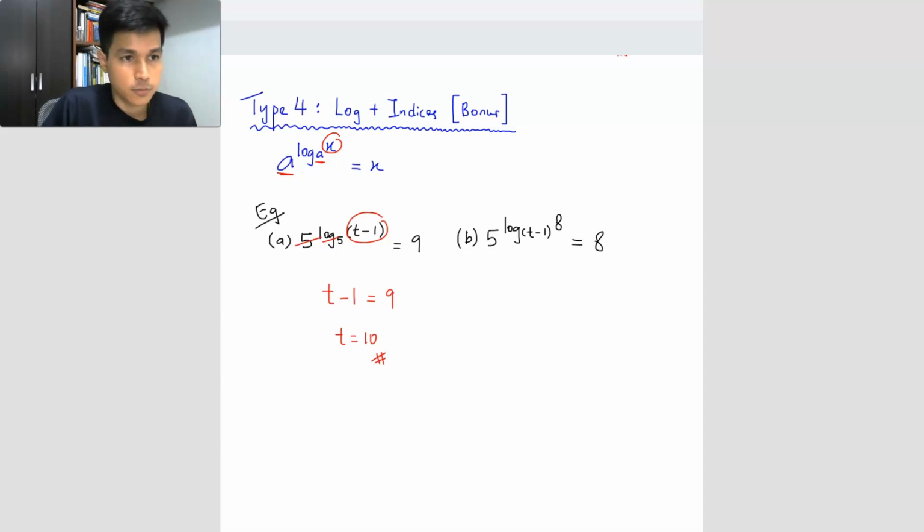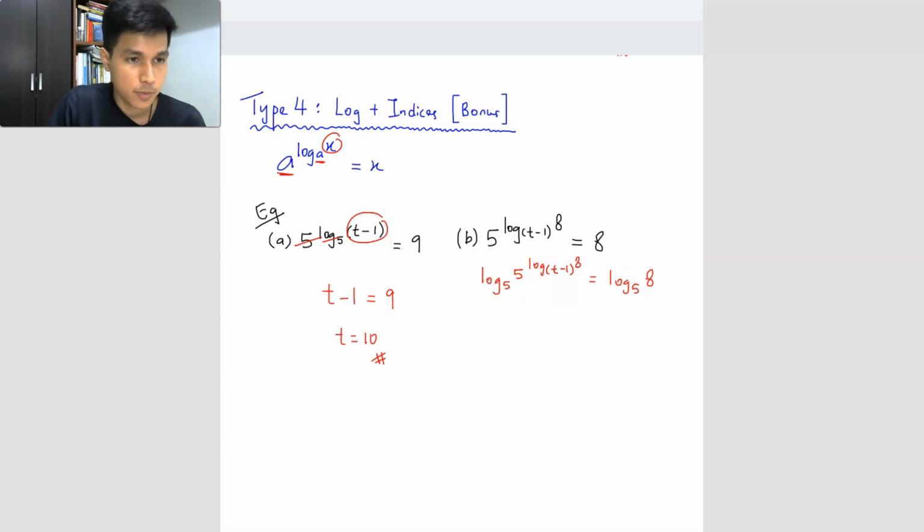So now let's see question B. Now you notice this is 5, this is t minus 1, right? So how do you solve? They are not the same. So what we can do is add log base 5 to both sides. So I'm going to add log base 5, and then here is 5 power log t minus 1, 8. I know it's very confusing, but just bear with me first. I'm going to add log base 5 on both sides.